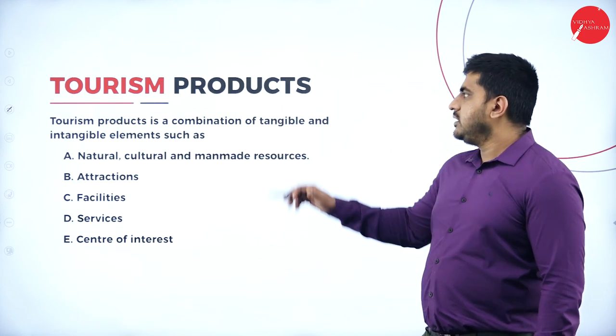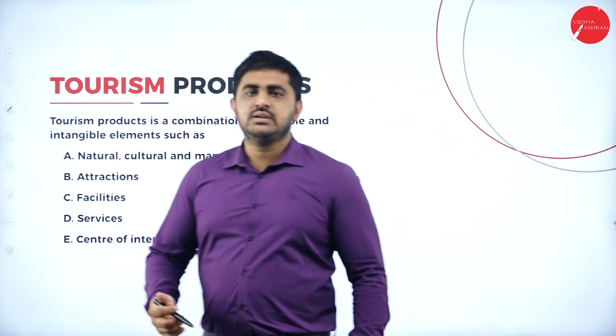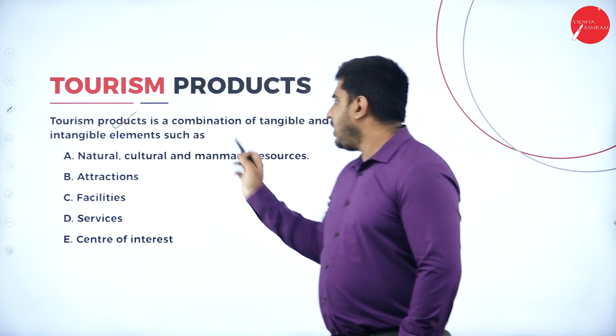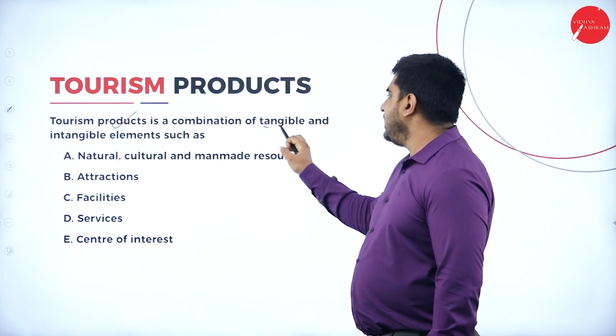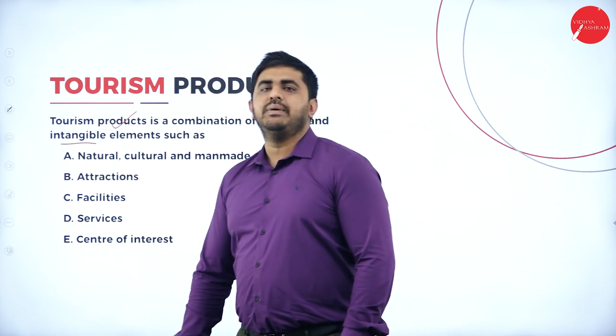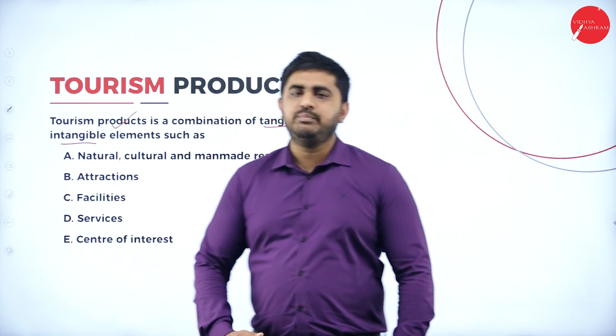So next, tourism products. So there are a lot of tourism products. We will understand. Tourism products is a combination of tangible and intangible elements. So tangible means it can be measured. Intangible means it cannot be measured. So that is the meaning.